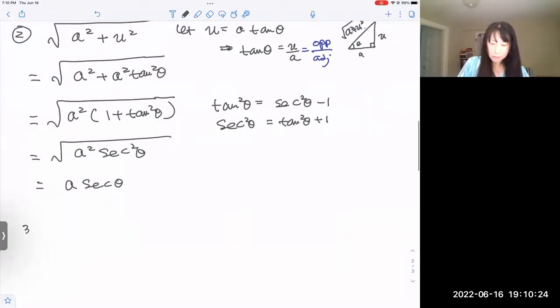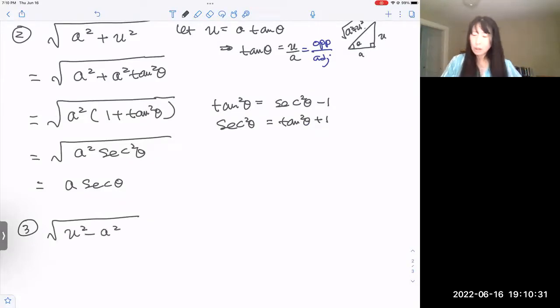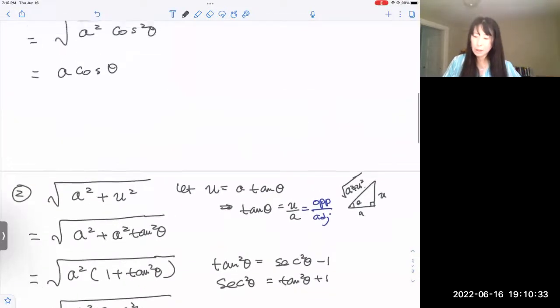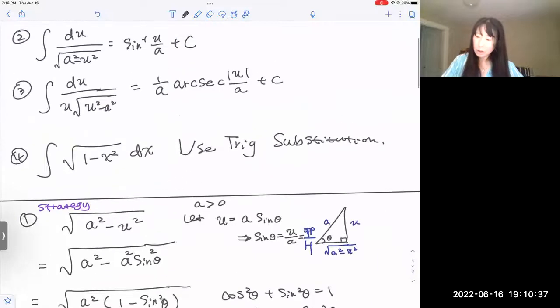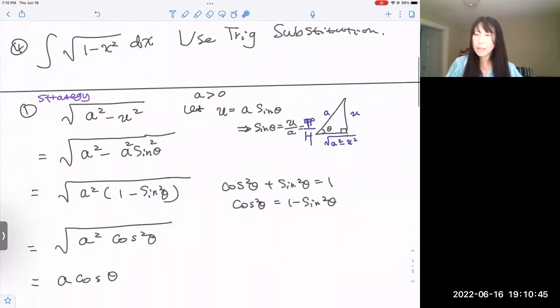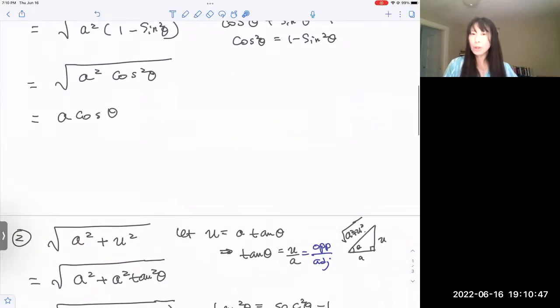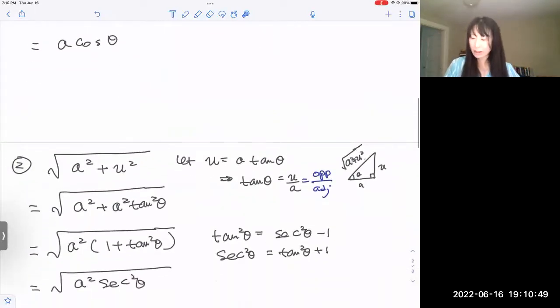Third one. We have this form, u squared minus a squared. Look, this is a form of this one, right? Which is arc secant. So we can say let u equal a secant theta.